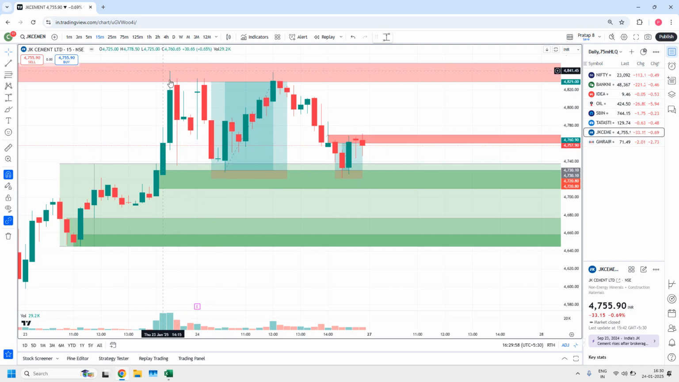Of course, this is not our daily or 75 minutes HLQ zone strategy. But this is a HLQ zone only. What is the difference between any time frame HLQ zone trade and daily 75 minutes HLQ zone trade? This is another important point you should understand. Why are we applying this strategy only for daily and 75 minutes time frame? Does it mean we can't take trades in the other HLQ zones like 5 minutes HLQ zones, 15 minutes HLQ zones? Can't we take a trade?